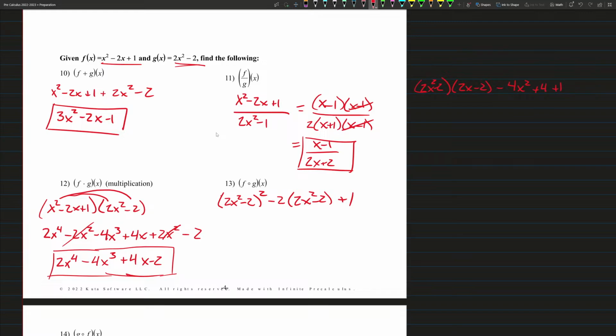So 2x squared times 2x squared, that's 4x to the fourth. And then minus 2x squared, minus 4x squared. Minus another 4x squared, and then plus 4. Minus 4x squared plus 4 plus 1. So we get 4x to the fourth minus 8x squared minus 12x squared plus 9. Yeah, I believe that's it.